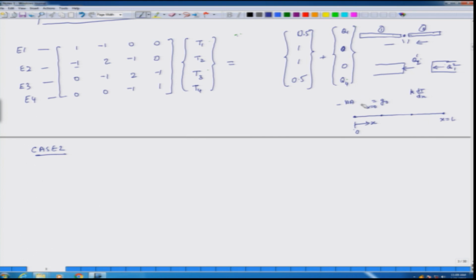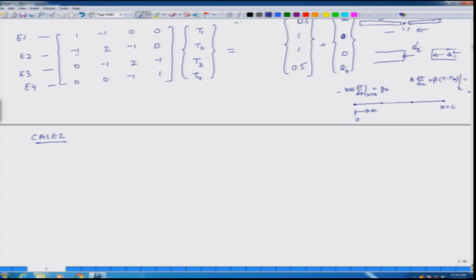So, one thing I would like to do is that instead of partial derivatives I will express them as total derivatives, because the only variable left is now x, time is not there. So, partial derivative is same as total derivative. So, on the right side at x is equal to L, the boundary condition is K dT over dx plus beta times T minus T infinity at x is equal to L, and this I say is 0.